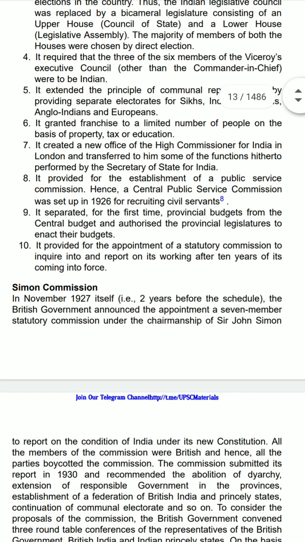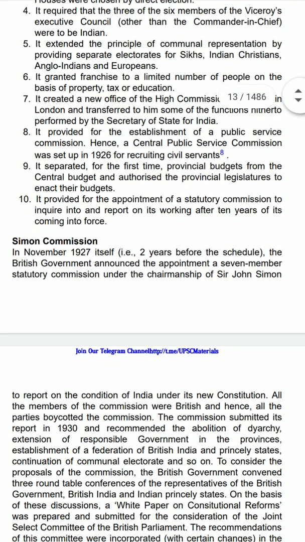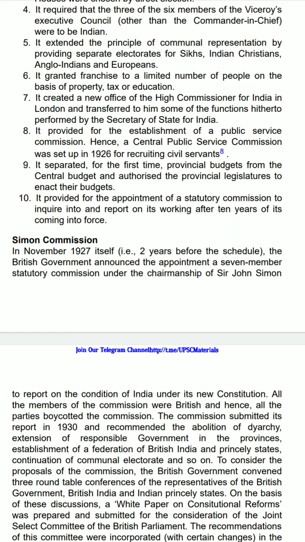It provided for the establishment of Public Service Commission. Hence, a central public commission was set up in 1926 for recruiting civil servants. It separated for the first time provincial budgets from the central budget and authorized the provincial legislature to enact their budgets. It provided for the appointment of a statutory commission to inquire into and report on its working after 10 years of its coming into force.